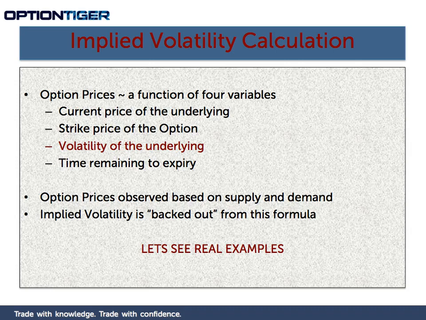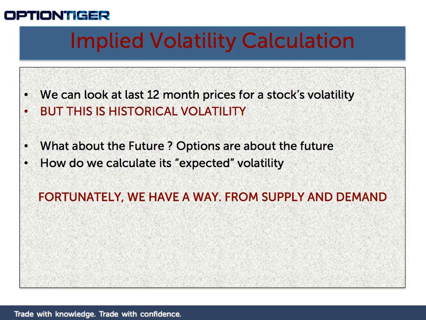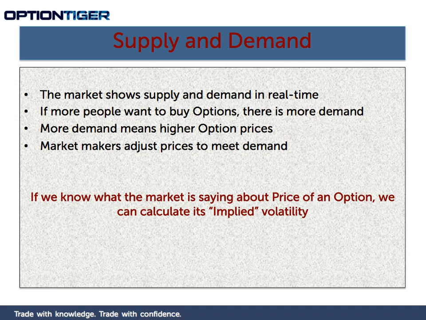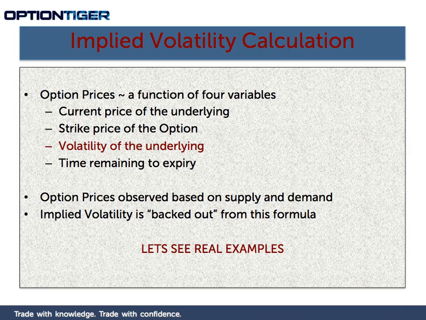So if there is more demand for put options or call options, the market makers are automatically going to adjust option prices. And so this is what we mean by supply and demand. So if we see what option prices are based on the supply and demand, then we can back out the implied volatility from this formula, because that's the only unknown in this formula at this point. We know the option prices, we know the current price of the stock, we know the strike price of the option, and we know the time remaining to expiry.